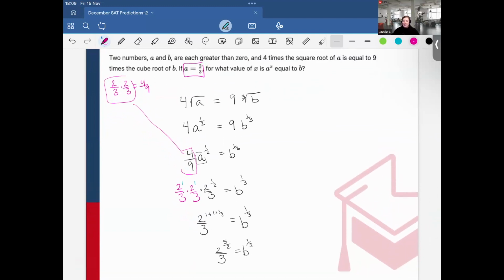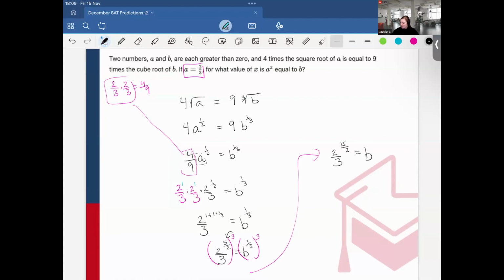And now I want to isolate b, like make b stand alone. So what I can do is multiply each side by 3. And just to show, this will become 2/3. I just multiply here, 5 times 3, 15 over 2 is equal to b.